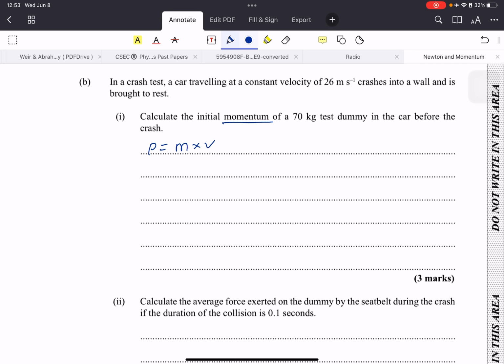So this is a very easy calculation. The mass is 70 kilograms and the velocity is 26 meters per second. So that's 70 by 26, which is 1,820, and you have to put your units, right? Kilograms meters per second. Okay, that is the unit for momentum.